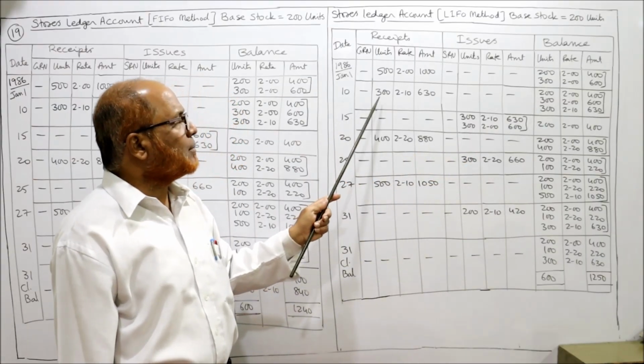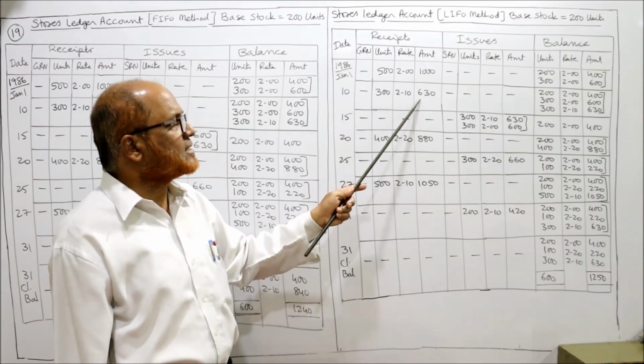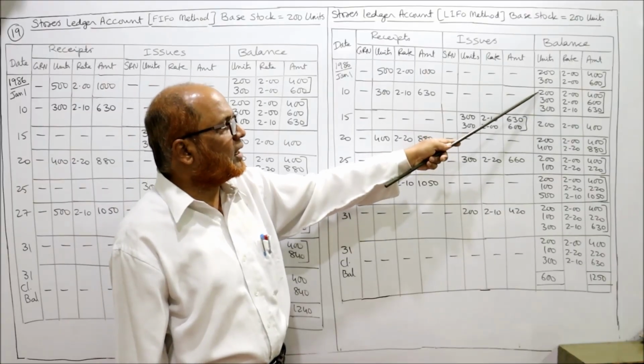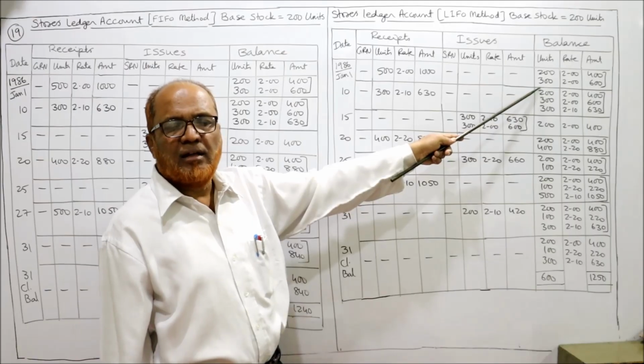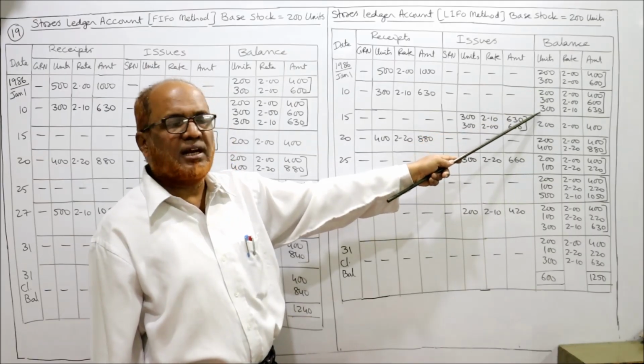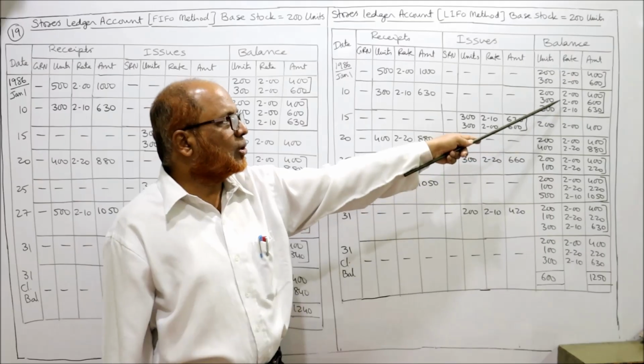Then on 10th Jan there is a purchase of 300 units at 2 rupees 10 paisa, 630. Now I'm keeping separate 200, 300, 300. The old balance was 200 and 300. The new lot purchased is 300 at 2.10. So these are the balances.